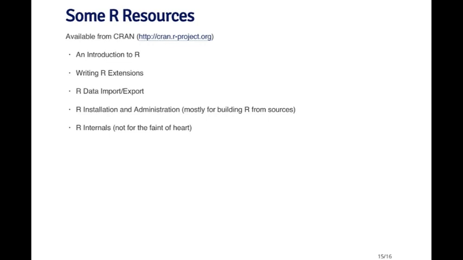and I'll talk about that in another video. And then the R Internals manual is a really technical document for how R is designed, how R is implemented at a very low level, and it's not really for the faint of heart. But if you're that kind of a person who wants to know how R works at a very, very low level, this is the document for you.